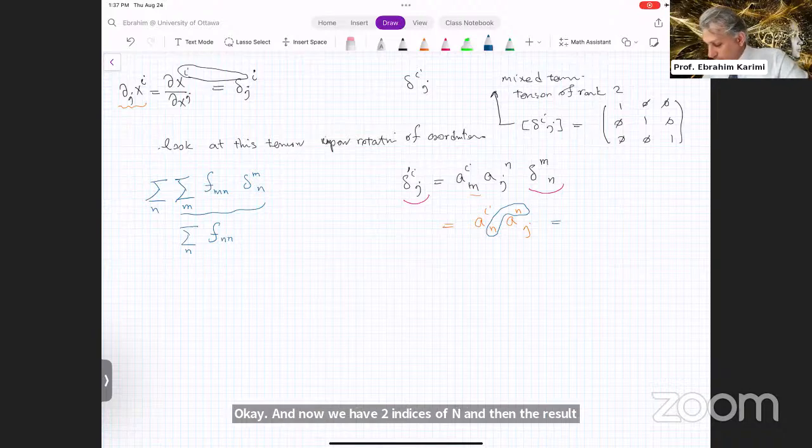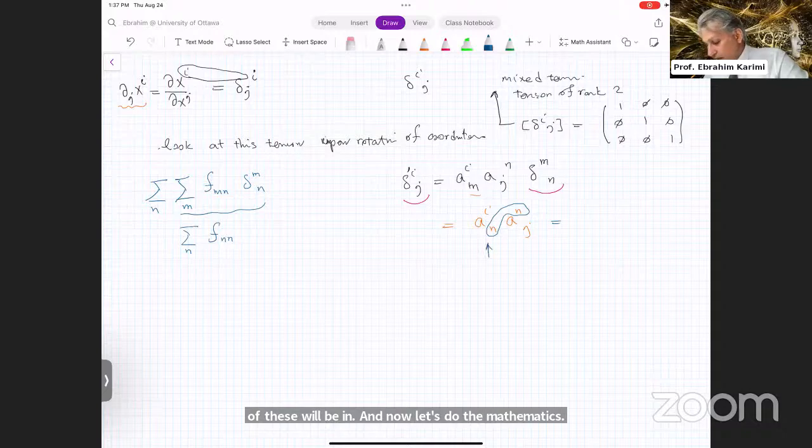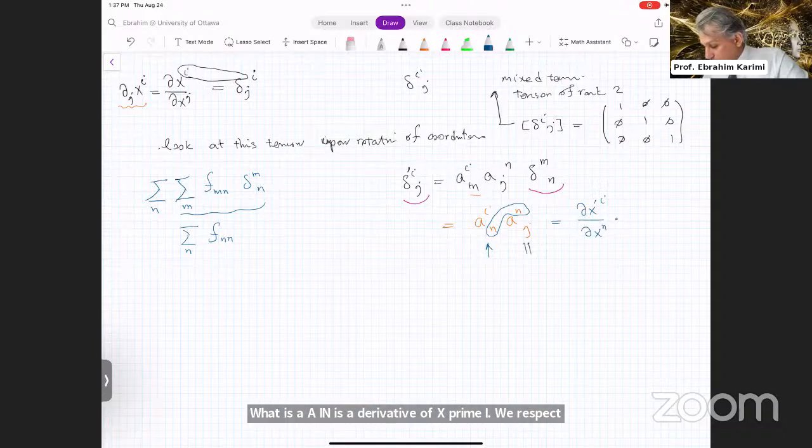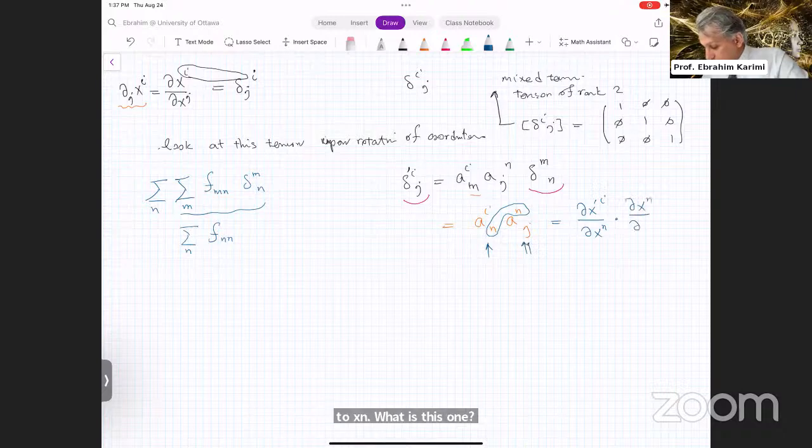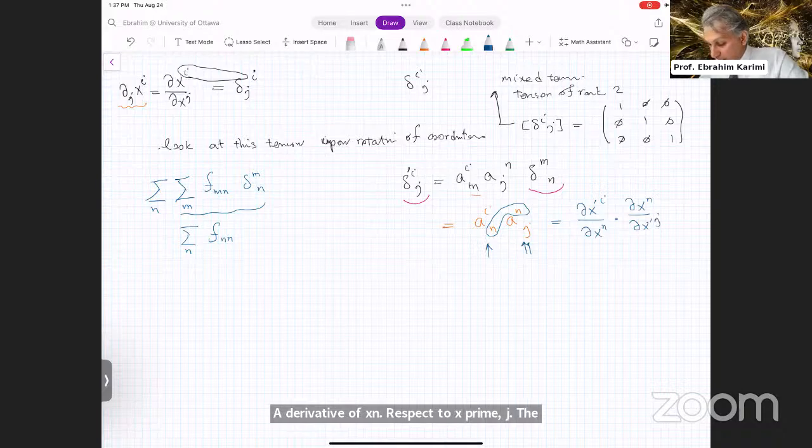And now let's do the mathematics. What is a_in? It is the derivative of x prime i with respect to xn. What is this one? It is the derivative of xn with respect to x prime j. Remember, I'm not writing it, but always there is a summation here over n, which is the dummy index. Okay.